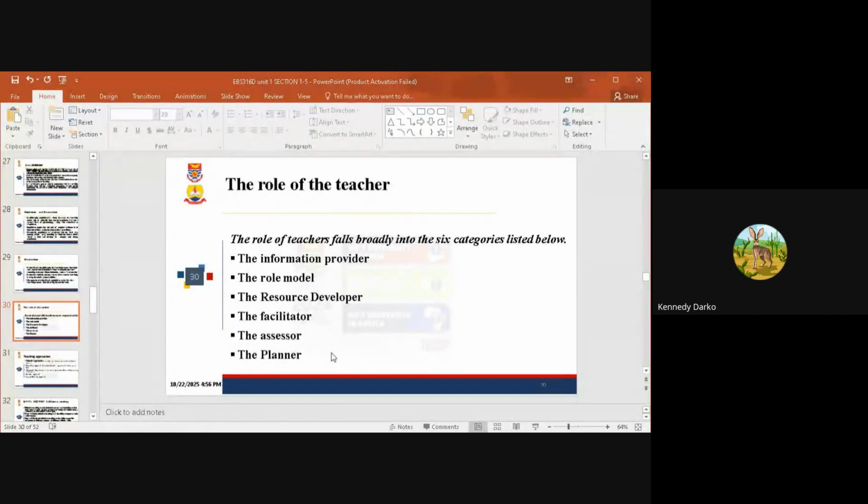There are 6 categories: the information provider, the role model, the resource developer, the facilitator, the assessor, and the planner. So you, the teacher, they are seeing you to be the information provider. You provide information. You're a role model. The children will look up to you to do whatever you want to do. You are a resource developer. You are a facilitator. You are the assessor. You assess them. You are a planner. You plan their lessons. And so these are the things that the teachers would do under rationalism.